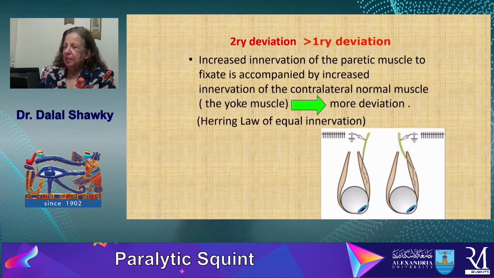When the patient wants to fixate with this paralytic eye, with the paralytic squint, there is increased innervation to the paralytic muscle to fixate, and this is accompanied by increased innervation to the yoke muscle of the other eye, that is the medial rectus of the other eye, which is normal. Here there will be more deviation, because the excessive impulse here makes a little movement, while the excessive impulse here will lead to excessive movement and to a bigger angle of secondary deviation. So the angle of secondary deviation here is bigger than the primary deviation of the squinting eye, and this is according to Hering law of equal innervation.